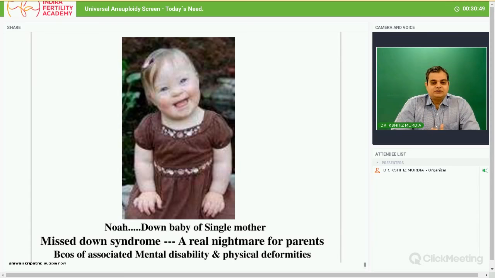Today we'll be discussing aneuploidy screening. We know it's required and is to be done for Down syndrome, trisomy 13, 18, Patau, Edwards, as well as, now, screening for sex chromosome aneuploidies and some microdeletions. Among them, the most difficult one is Down syndrome because it's difficult to pick up, and it's a real nightmare for the family and the nation because of the associated disability and the mental as well as physical cognitive abnormality.